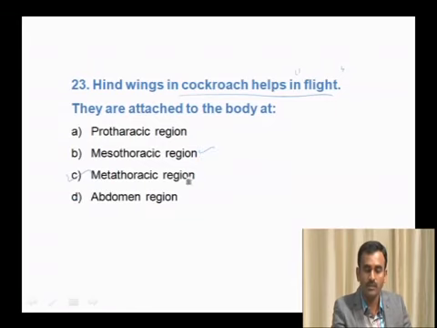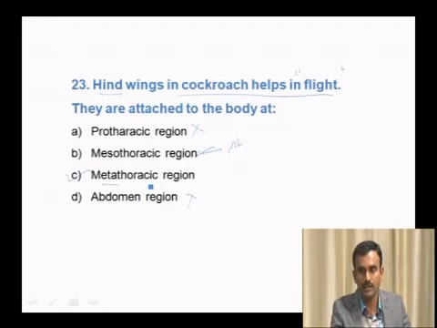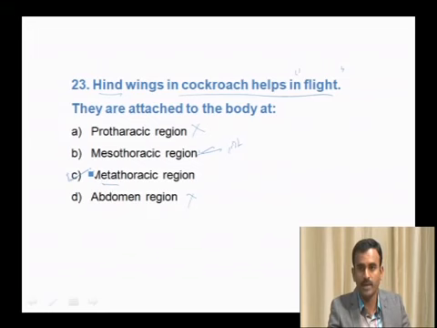At the mesothoracic region, the forewings are present. In the prothoracic region, wings are absent, and also in the abdomen region. The second pair of wings, which help in active flight, are the hind wings attached at the metathoracic region. Prothoracic, mesothoracic and metathoracic are the three regions of the thorax which contain three pairs of legs at the ventral side, but the wings are present at the dorsal side. The first pair of wings is at the mesothoracic region and the second pair, the hind wings, is at the metathoracic region. Answer for this is option C, metathoracic region.